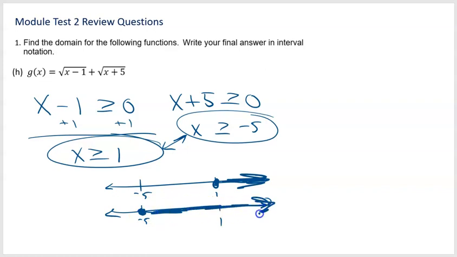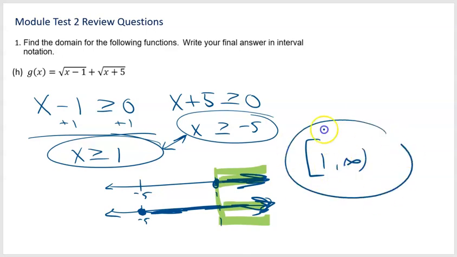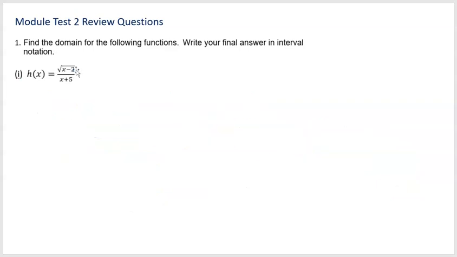Now my final answer is only what is shaded for both. And notice the only thing shaded for both right here is 1 over. So when I write my final answer for the domain, we're just talking 1 with a bracket to infinity. And even though it's shaded on the bottom one, like for example 0 fits down here, 0 would substitute into the second square root just fine, but not into the first one, and that's why it has to make both of the inequalities true. Alright, we're almost finished.